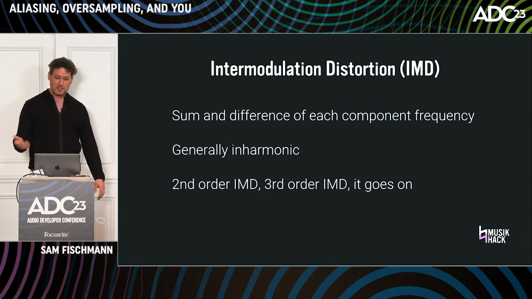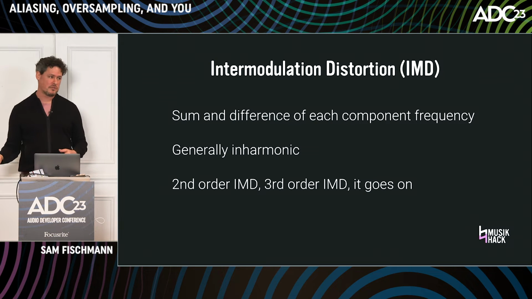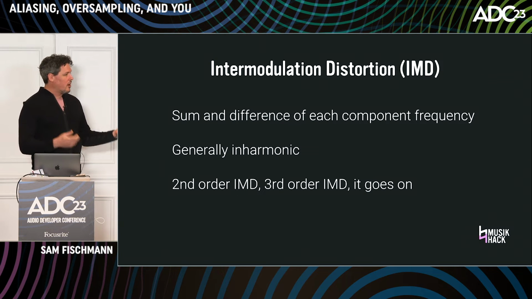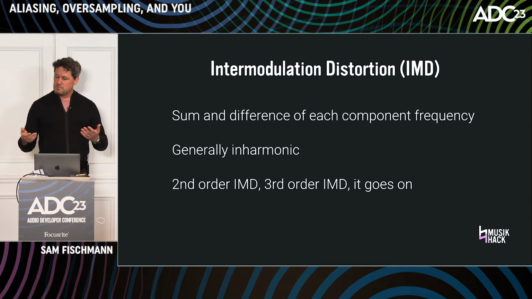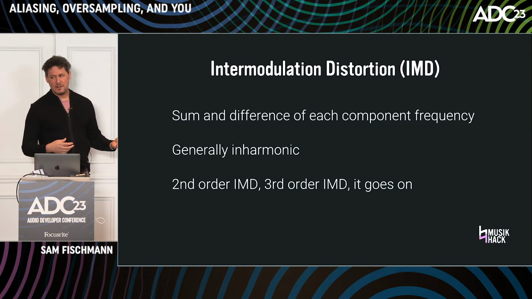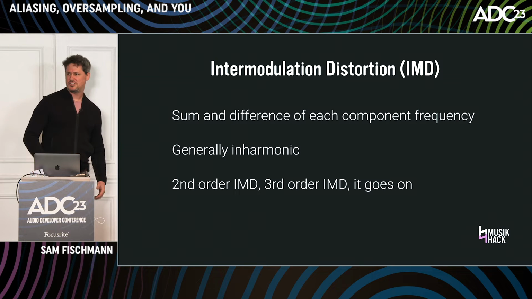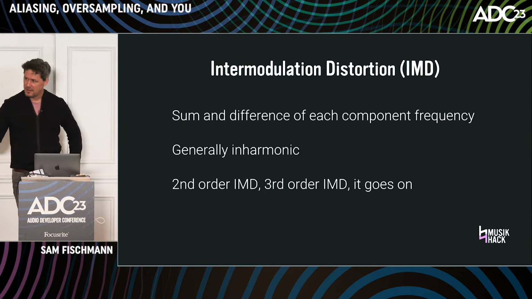Intermodulation distortion is way grosser. It basically is the sum and the difference of each component frequency. So harmonic is nice because you always end up with something that's musically related to the material that you're working on. But it'd be weird if you could just say, oh, if I do something that just generates the second harmonic, I have a perfect pitch shifter, I'm done, right? That doesn't work, obviously.